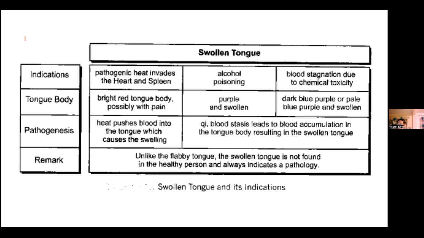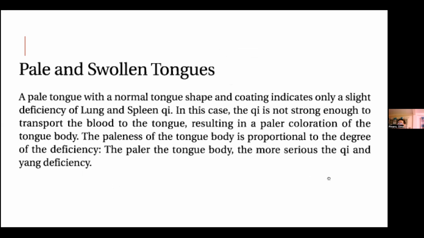So, ang remarks po dito is unlike the flabby tongue, the swollen tongue is not found in a healthy person and always indicates a pathology. So, magkaiba po yung flabby tongue and swollen because ang pagkaroon ng swollen tongue, there is a pathology. So next, we have the pale and swollen tongues. A pale tongue with the normal tongue shape and coating indicates only a slight deficiency of lung and spleen qi. In this case, the qi is not strong enough to transport the blood to the tongue, resulting in a paler coloration of the tongue body.